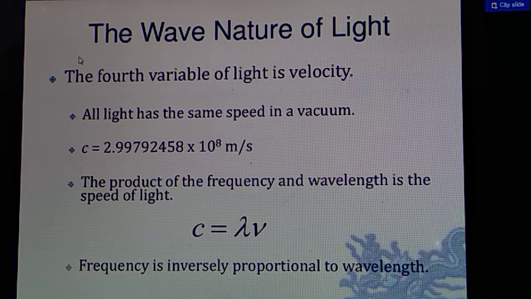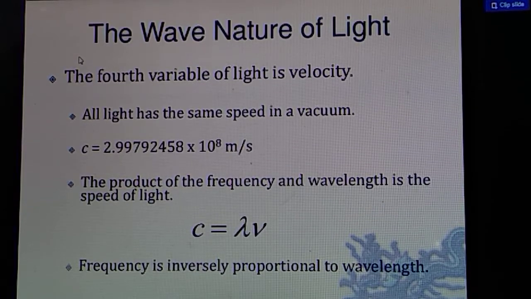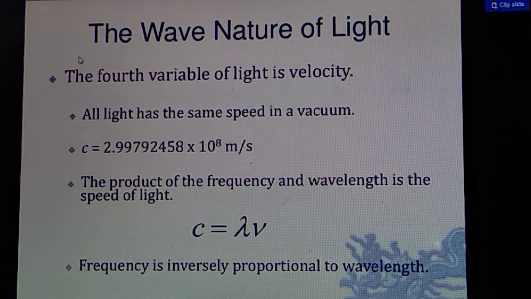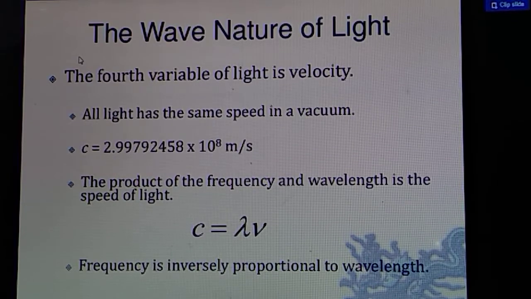Wave nature of light. The fourth variable, light's velocity. All light has the same speed in vacuum, that is c equal to about 3 into 10 to the power 8 meter per second. It is the speed of light, everybody knows. The product of the frequency and wavelength is the speed of light. So c equal to lambda into nu.